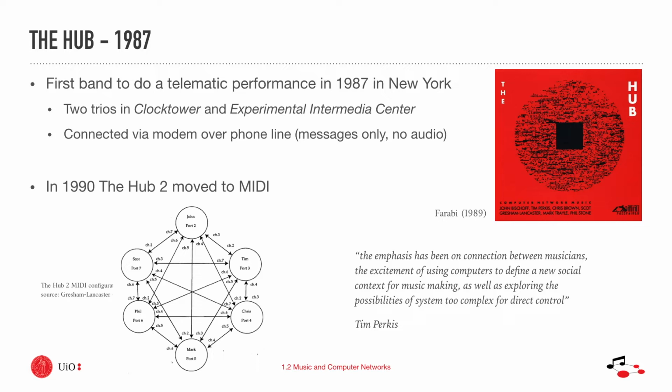The connection was established using a standard modem over phone line, and they only exchanged messages to control each other's computer. No audio signal was exchanged over this connection, also because at that time the available bandwidth was fairly limited. This is an excerpt of Farabi, a piece in the album The Hub by The Hub, released in 1989.